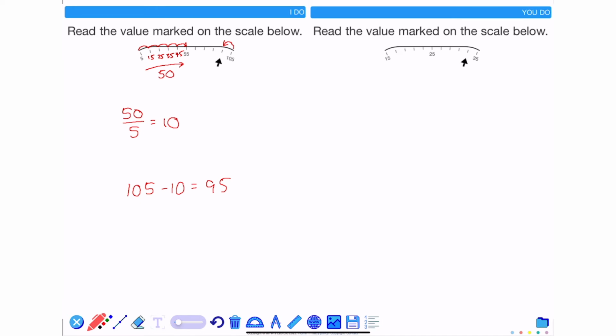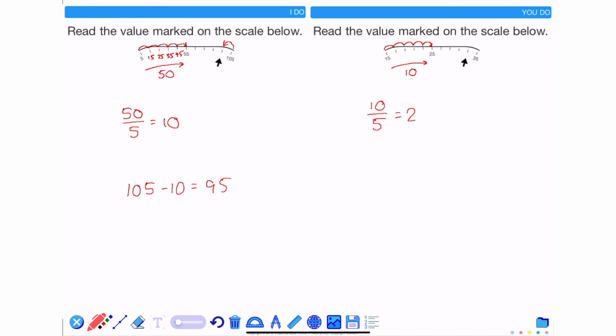With this example, I can see that from 15 to 25, that is an increase of 10. And it is split over 1, 2, 3, 4, 5 jumps. By using this information, I can work out what one jump is equivalent to. 10 divided by 5 is 2. Each jump is now 2 more than the previous number.